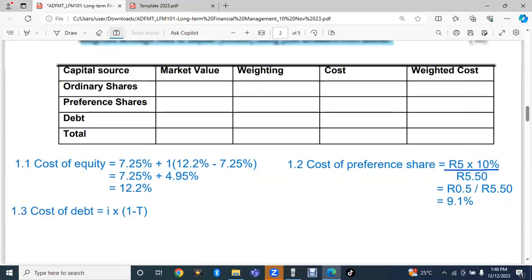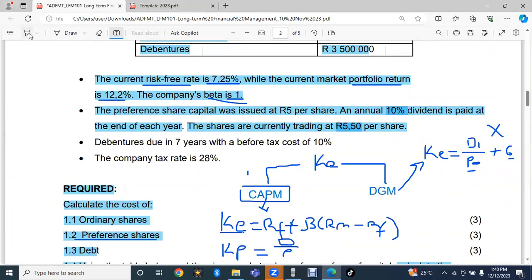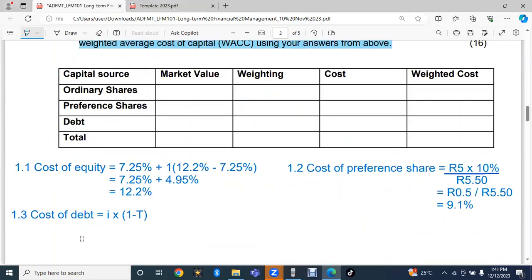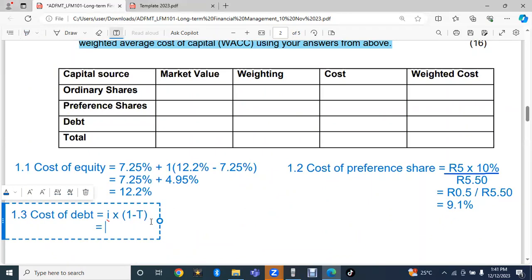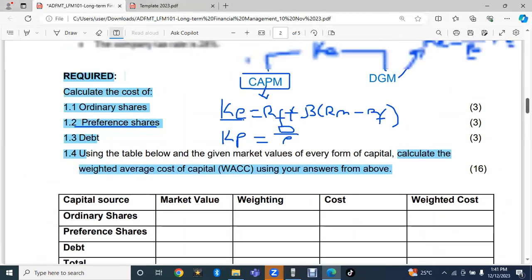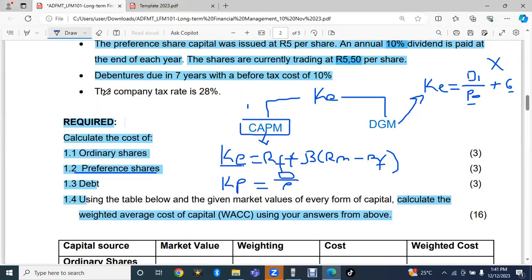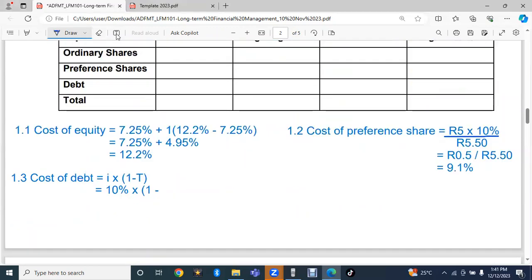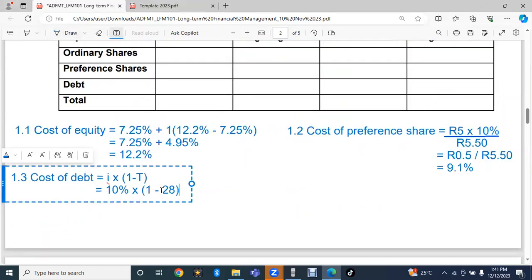Now let us read additional information, the third bullet. Debentures due in 7 years with a before tax cost of 10%. So we are given that the before tax cost of these debentures is 10%. We are going to calculate the after tax cost of debt. We already have our formula, so now we are just substituting. Our I is the cost of debt before tax, which is 10%, multiplied by 1 minus the tax rate. We should be given the tax rate in the question. In the last bullet, we are told that the company tax rate is 28%. So we are going to apply that rate, 28%, as the tax rate. We are removing the tax effects.